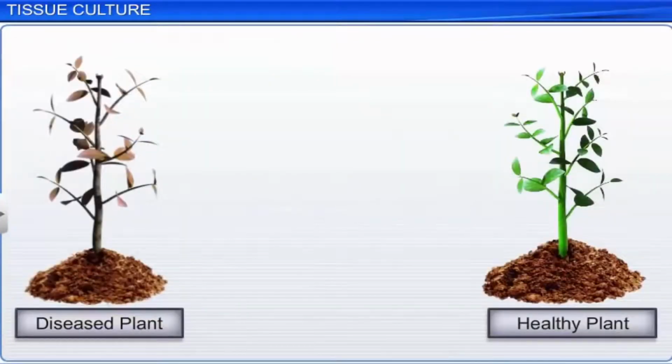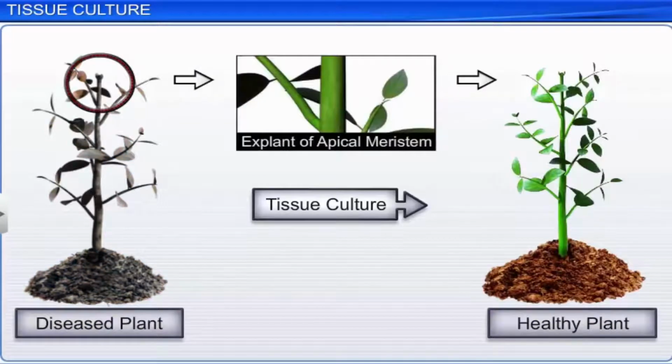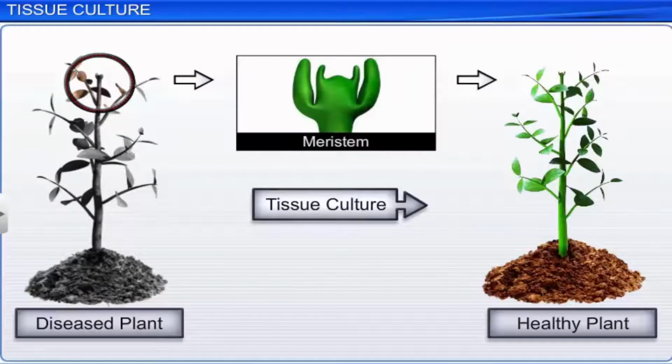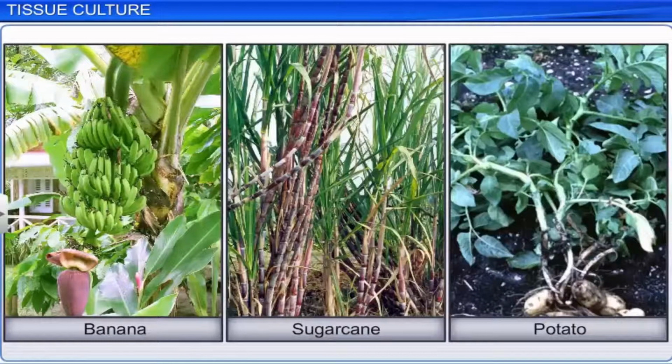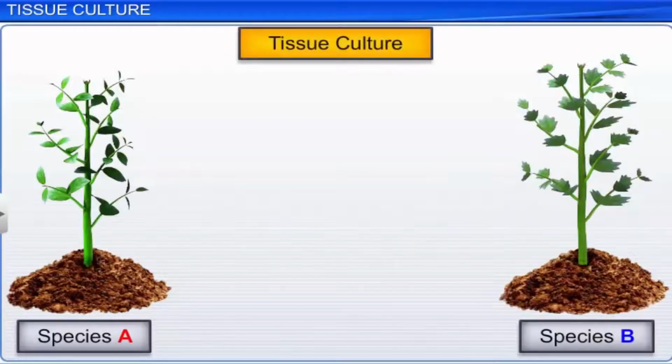Even if a plant is diseased, tissue culture can be used to get a healthy plant using the explant of the apical or axillary meristem. This is because the meristem is always free of disease and microbes. Culturing of meristems has been successfully carried out in plants such as banana, sugarcane, and potato. In addition to asexual propagation of plants, tissue culture is also used to mix two different species of plants that are otherwise sexually incompatible.